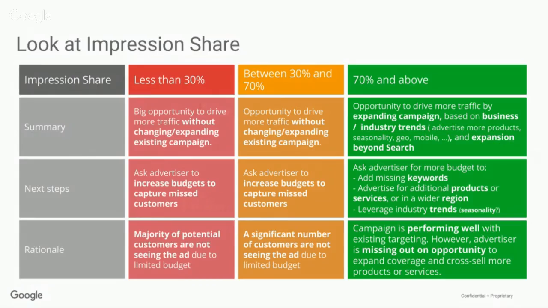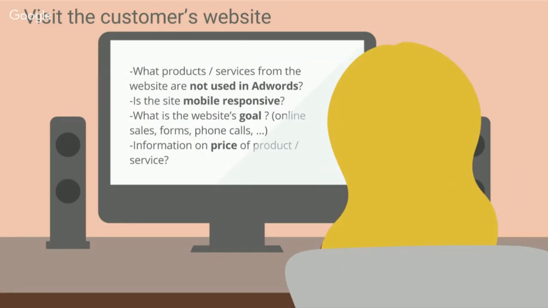So there's lots of different ways we can do this. We can add missing keywords. We can look for additional products and services. We can look for seasonality or different trends. So basically, if the campaign's performing really well, we can talk about expanding that and making it perform even better or potentially reaching customers that we're not reaching right now. Okay, let's talk about how to do that.